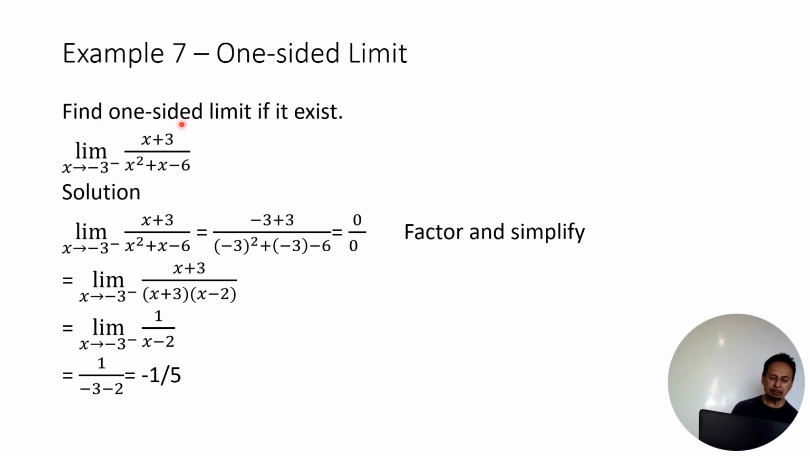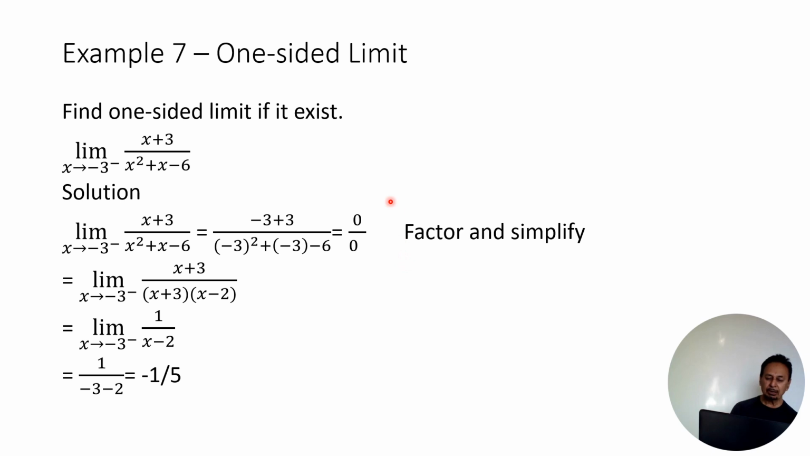Okay, here we have to find the limit if it exists. So it's the limit as x approaches minus 3 from the left. You basically say you approach minus 3 from the left. And the function is x plus 3 over x squared plus x minus 6. So let's write down the limit as x approaches minus 3 from the left of x plus 3 over x squared plus x minus 6. So let's do direct substitution. And you get negative 3 plus 3 over negative 3 squared plus negative 3 minus 6. So negative 3 plus 3 is 0, and the bottom is 9 minus 3 which is 6, 6 minus 6.